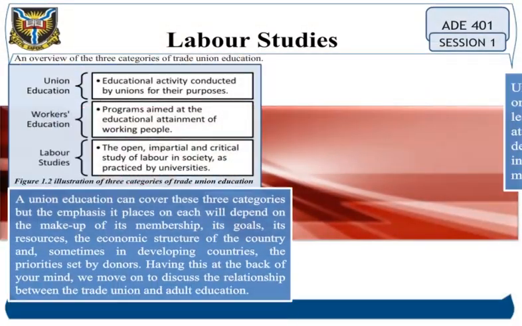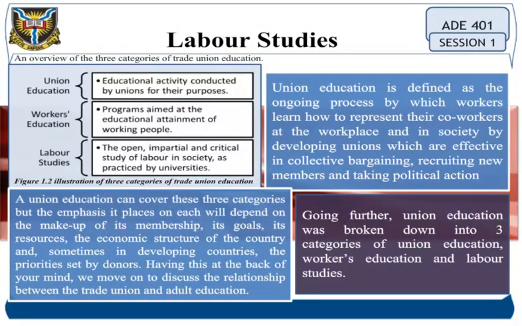An overview of the three categories of trade union education: union education, educational activity conducted by unions for their purposes; workers' education, programs aimed at the educational attainment of working people; labor studies, the open, impartial, and critical study of labor in society as practiced by universities. Figure 1.2: illustration of three categories of trade union education.